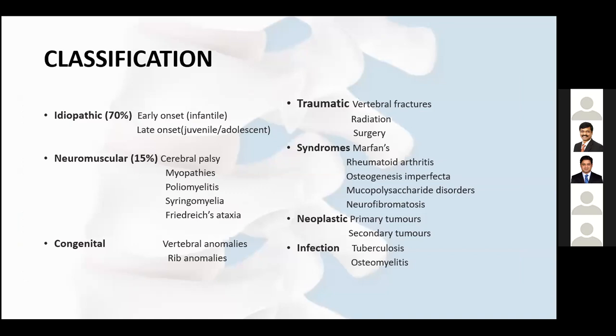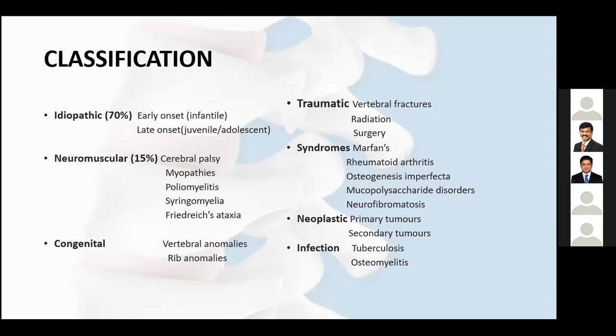The neuromuscular classification includes those with cerebral palsy, myopathies, poliomyelitis, syringomyelia, Friedreich's ataxia, and congenital causes include vertebral anomalies and rib anomalies. Traumatic causes include vertebral fractures, radiation, and following surgeries. The syndromes associated with scoliosis include Marfan's, rheumatoid arthritis, osteogenesis imperfecta, mucopolysaccharide disorders, neurofibromatosis, and neoplastic causes include primary and secondary tumors, and infective causes include tuberculosis and osteomyelitis.